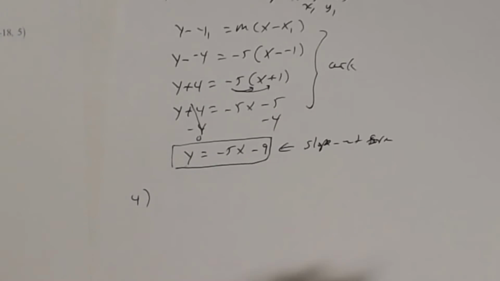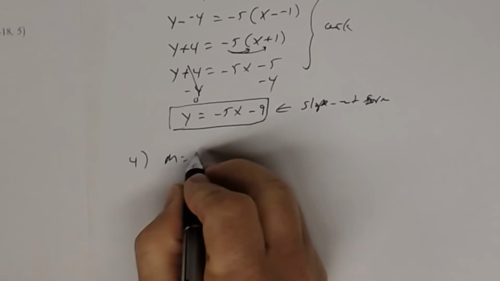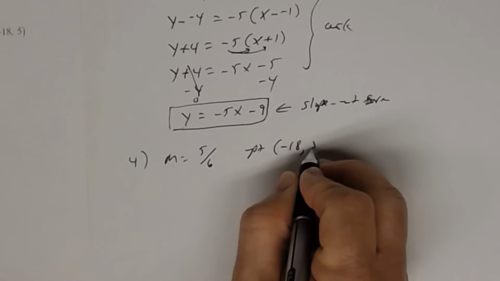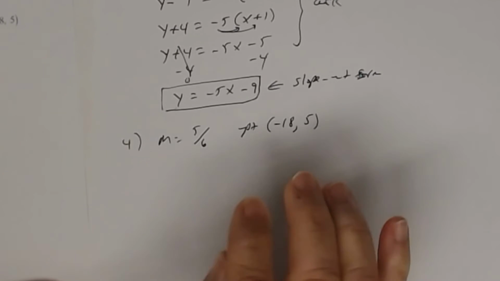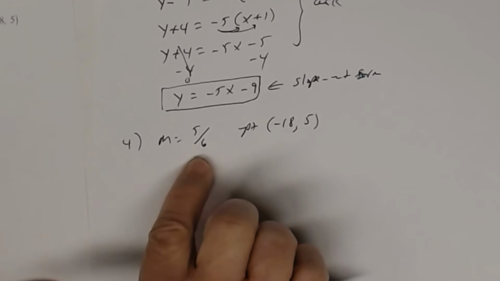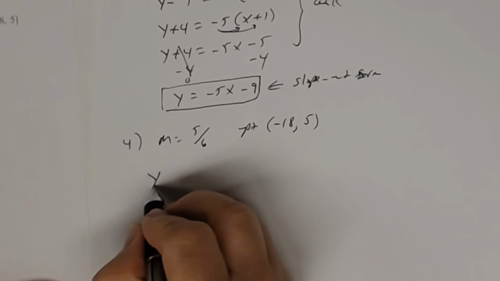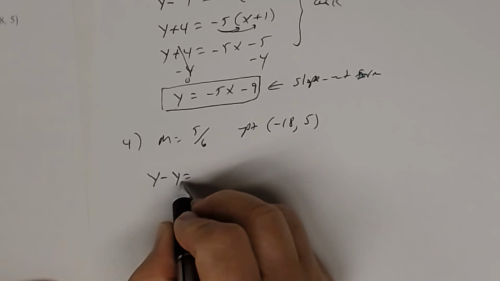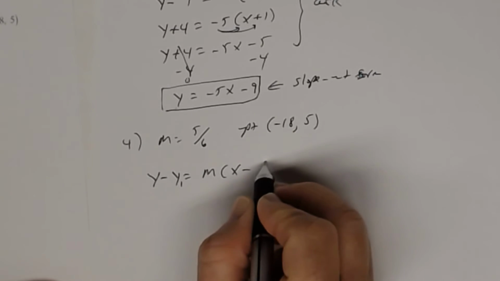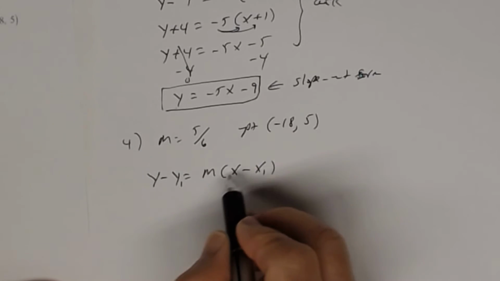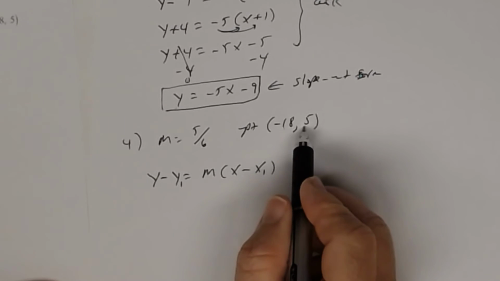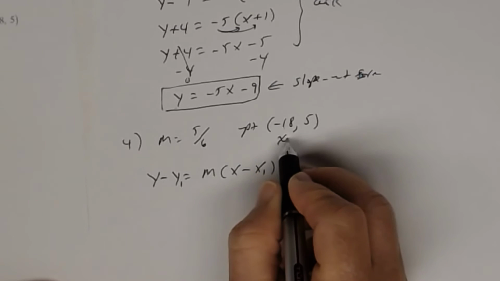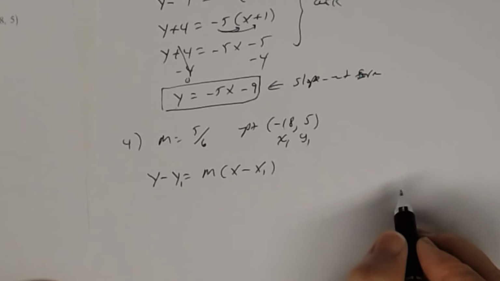And then number 4, I have the slope is 5/6, and the point is -18, 5. So if you know the point and the slope of that line, then you can easily use point-slope form to help you find the equation of the line. So y minus y1 equals the slope times x minus x1. But remember, you have to substitute -18 and 5 into x1, y1. So that's the x-coordinate of my point, and this is the y-coordinate of my point.